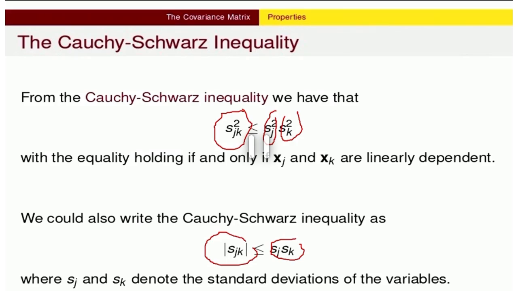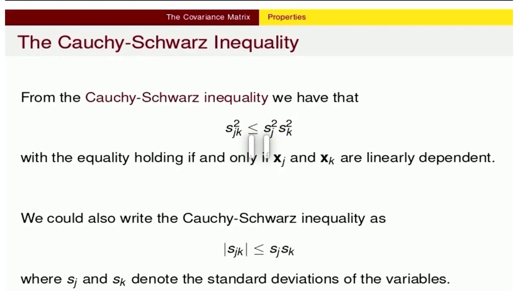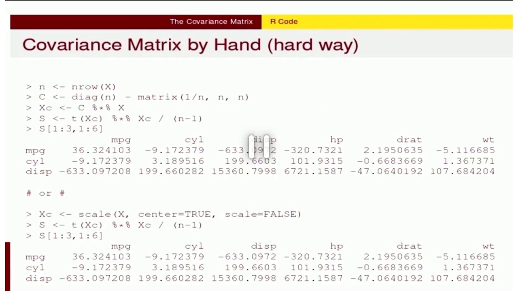So if we want to talk in terms of this, this guy is Cauchy-Schwarz when it comes to variances, and this is Cauchy-Schwarz when it comes to standard deviation. Does that make sense? Now, I'm moving on. The next thing I'm going to walk you through: I've already shown you the covariance matrix. How do we actually get this in R?